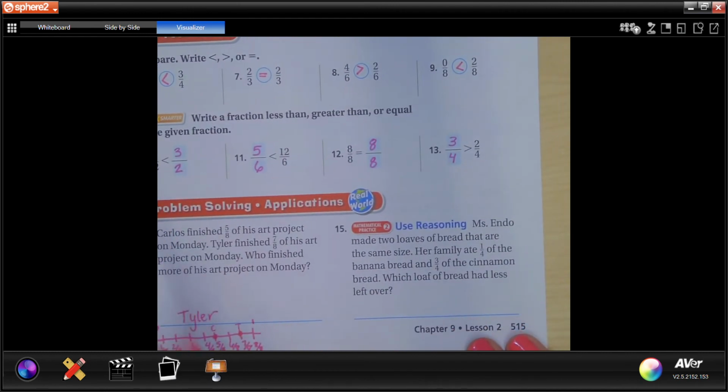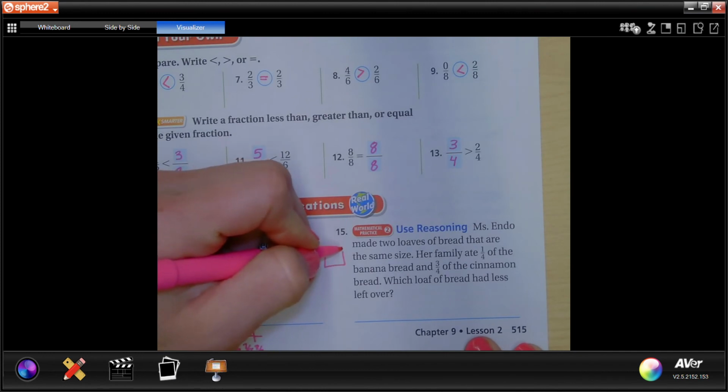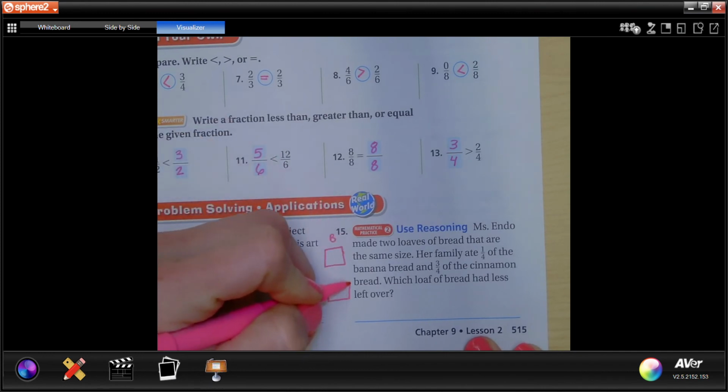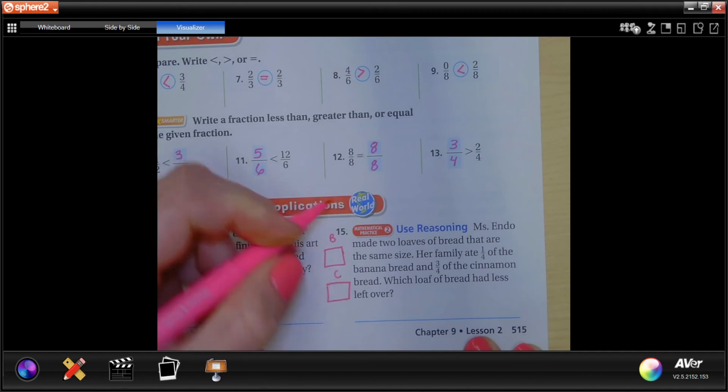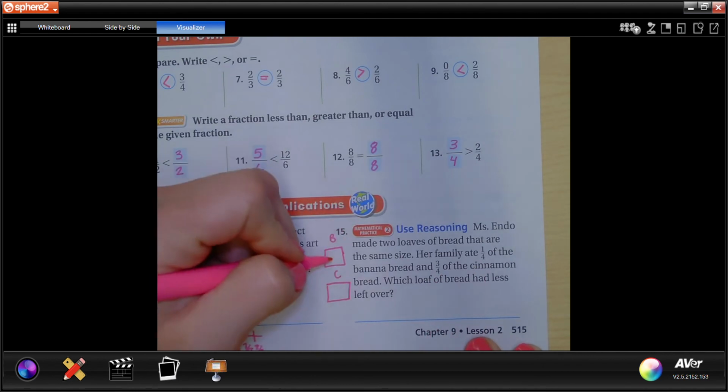Number 15. Use reasoning. Miss Endo made 2 loaves of bread that are the same size. Her family ate 1/4 of the banana bread and 3/4 of the cinnamon bread. Which loaf of bread has less left over? Alright, so we have a loaf of banana bread, and it's the same size as the loaf of cinnamon bread. We need to break them into how many equal parts? They're each in 4 equal parts.